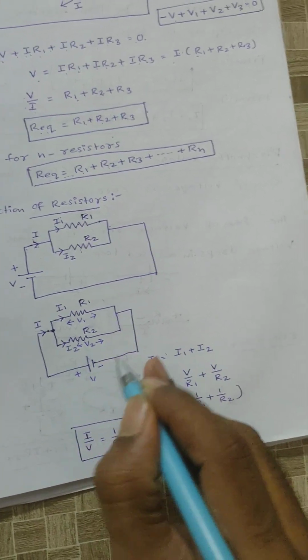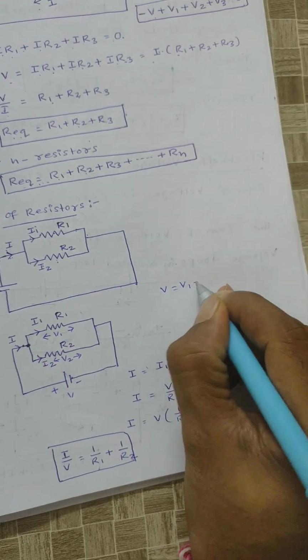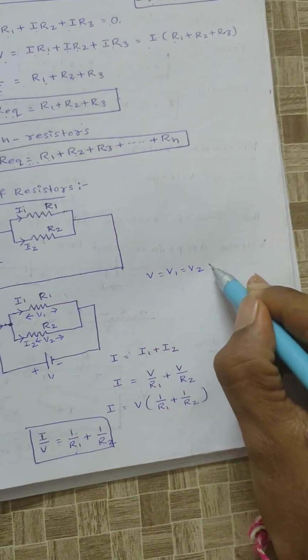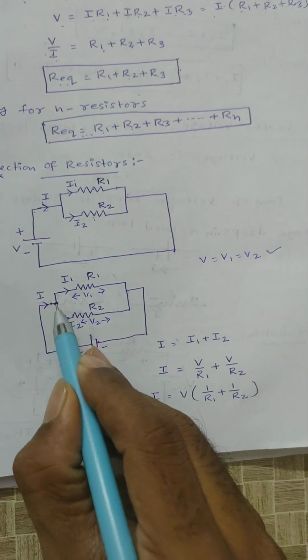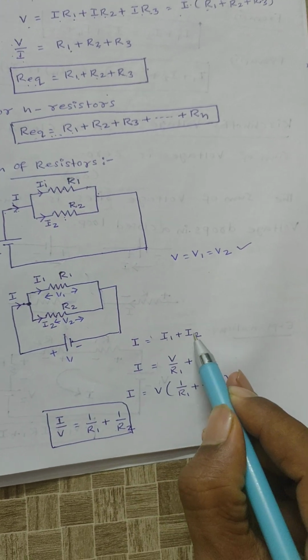But we already know that in parallel, voltage is the same, that is V is equal to V1 is equal to V2. In parallel, voltage is the same. You can remember this point. After that, apply KCL at this junction. You will get I is equal to I1 plus I2.